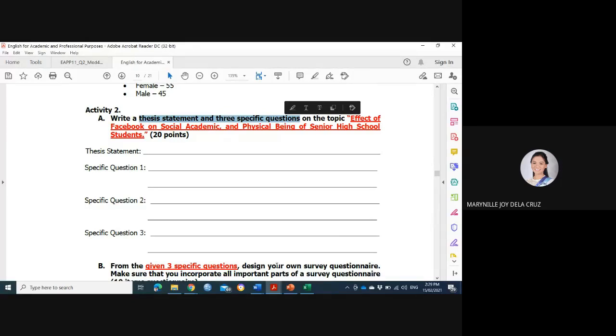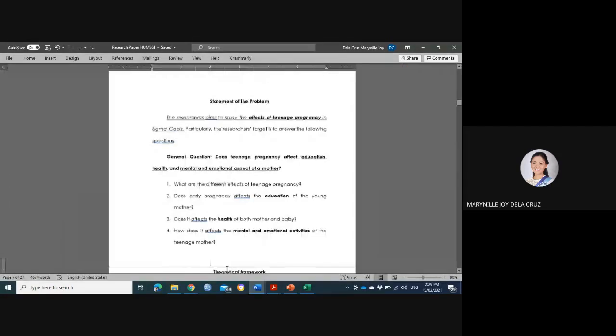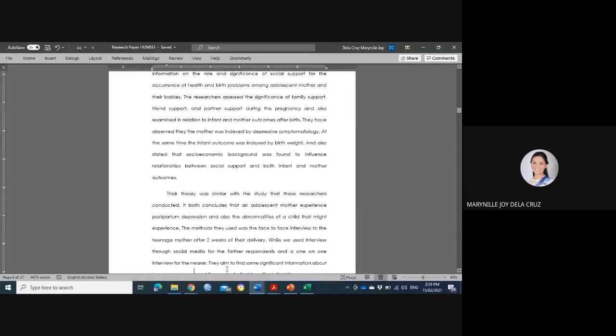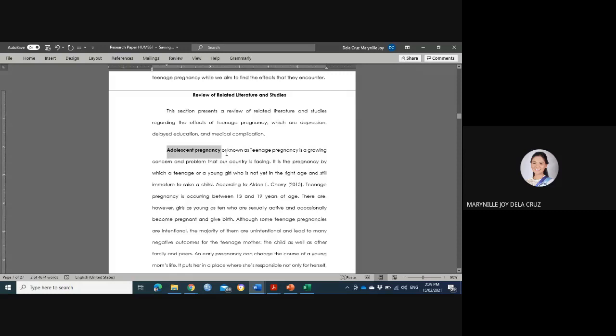Now let's proceed to the next one. The literature review. So in the literature review, this is what it looks like. The literature review discusses or focuses on your topic, which is all about teenage pregnancy. So this is the definition of teenage pregnancy, if you can see that. That is the definition of teenage pregnancy, and the rest are the explanation and the description of what is teenage pregnancy.